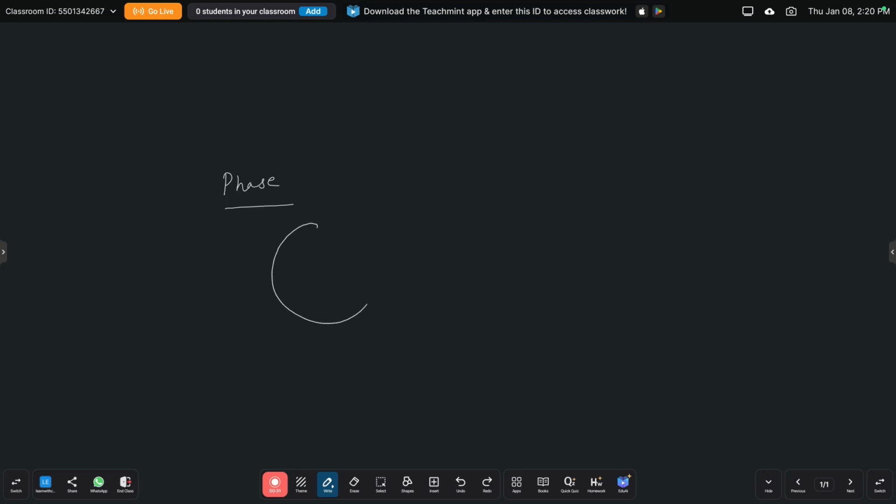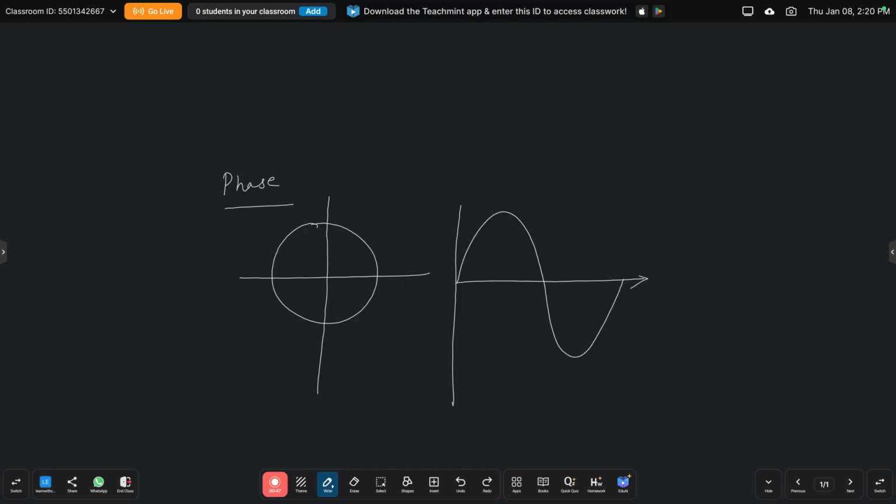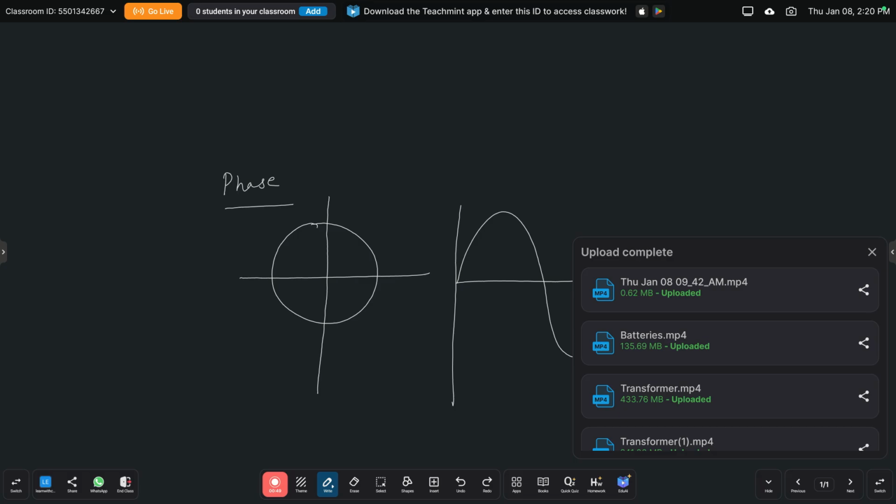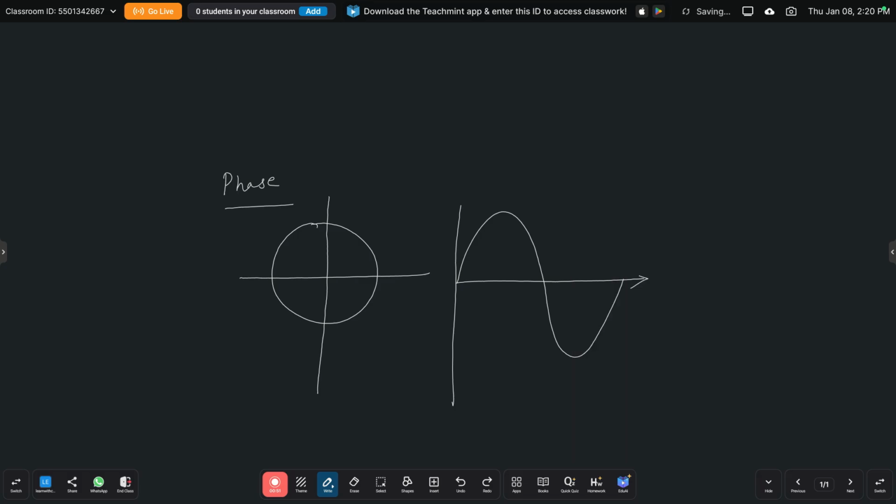For example, if you take a complete rotation of a vector, the distance traveled by this vector is nothing but the phase. The phasor is a vector that is used to represent the sinusoidal function. It rotates about the origin with the angular speed omega.